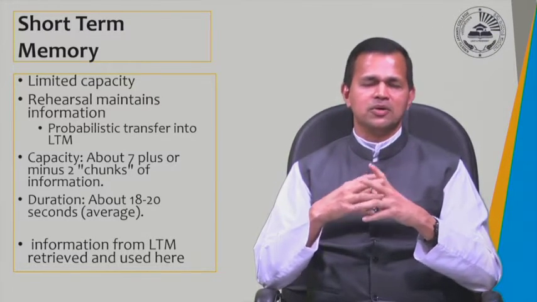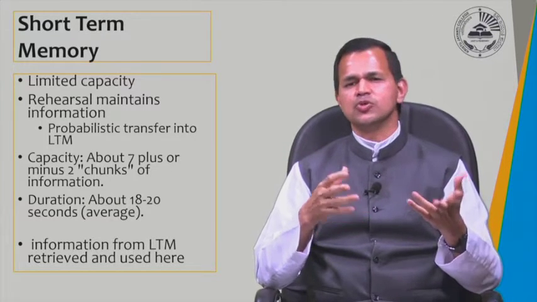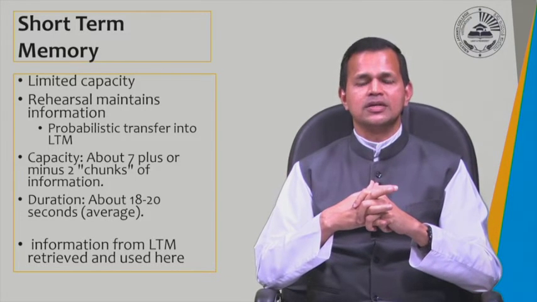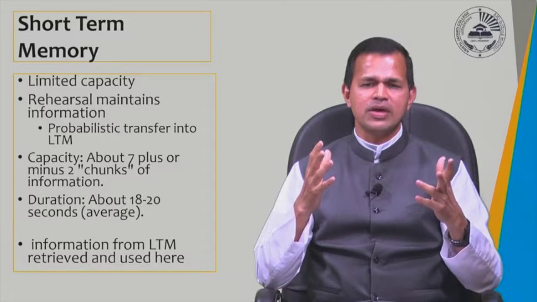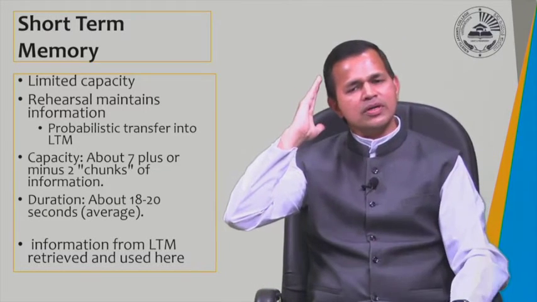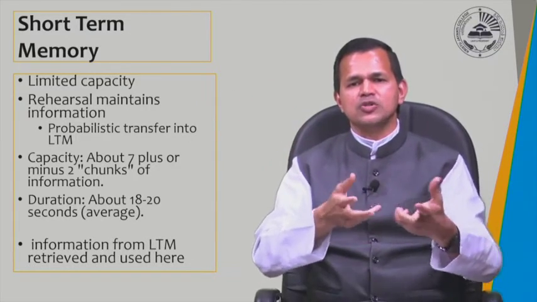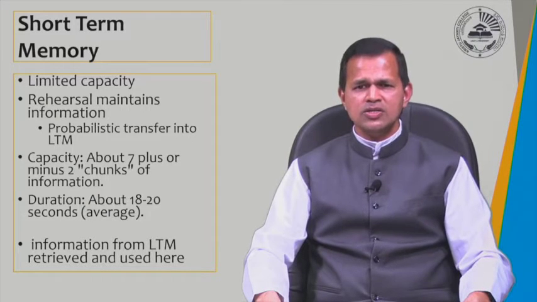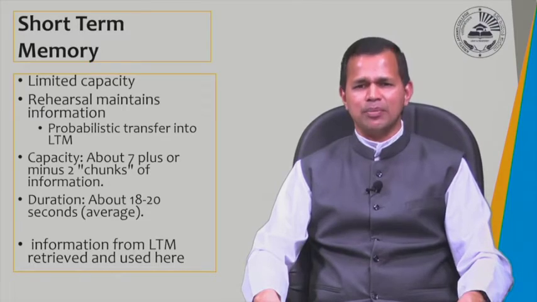It is understood that the duration of short-term memory is about 18 to 20 seconds, definitely less than a minute. There can also be cases where short-term memory associates with whatever is already stored in your long-term memory, which can be retrieved and used in short-term memory as well, in the case of working memory. Now let us talk about a concept called Miller's magical number.